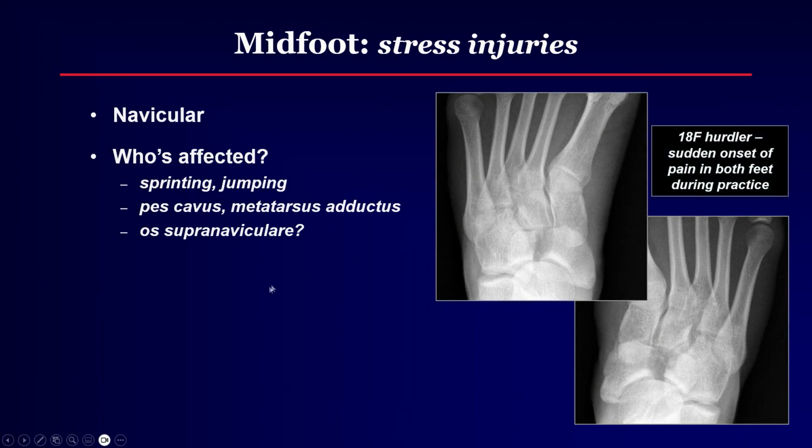So let's take a look. The navicular, who's affected? People who jump and run, and this is an 18-year-old hurdler who had a sudden onset of pain in both feet during practice. Might be a little hard to see, but she shattered both of her navicular at the same time.